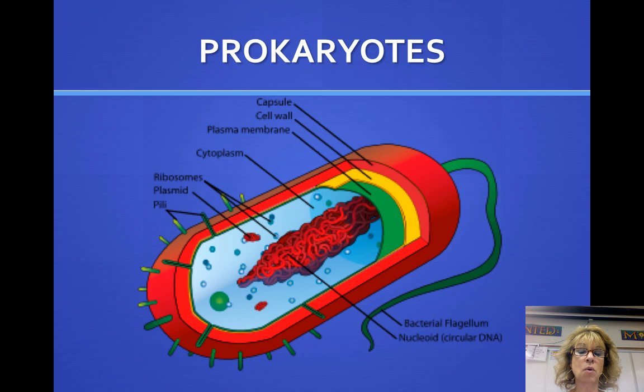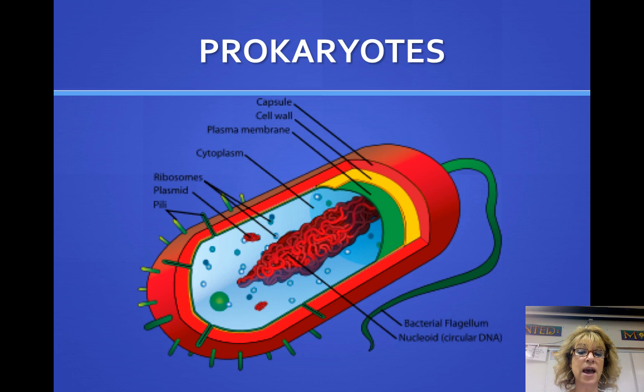The prokaryotic cell wall is made of a complex called peptidoglycan, and it varies from bacteria strain to bacteria strain. Peptidoglycan is a combination of sugars and proteins. It is outside the plasma membrane, and it is rigid and chemically complex. It protects the cell and maintains the shape.